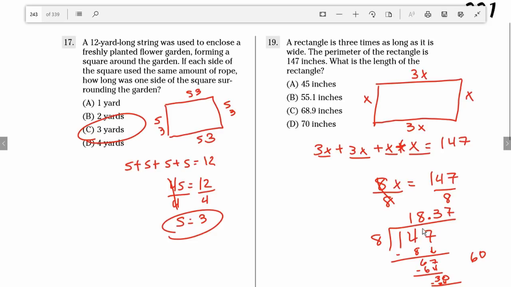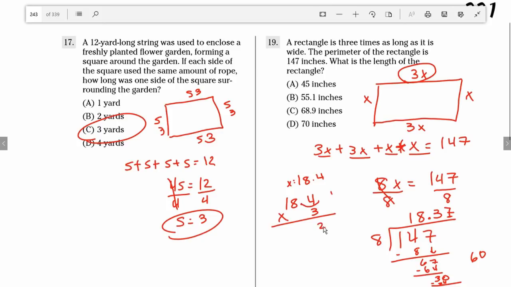So we know we're going to be working with the decimal here. We can round it to 18.4 since we know this 7 is going to kick that 3 up. So we know x is equal to approximately 18.4. We want to find its length. So we're going to take 18.4 and multiply it by 3. Again, we're going to make this a whole number by moving this decimal over 1. We'll add it back in at the end.